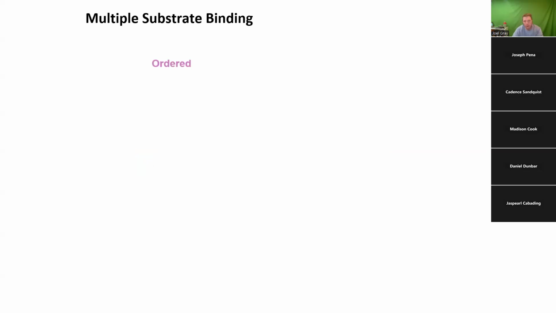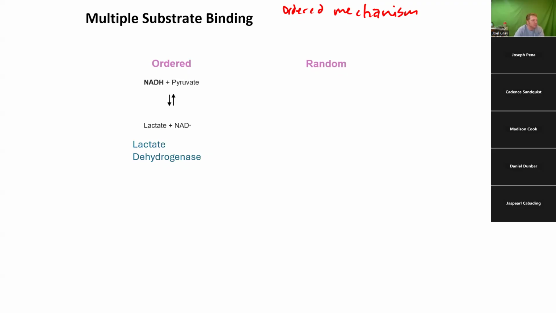The first one that I want to talk about is the ordered multiple substrate binding. So this I'll call an ordered mechanism. I don't know about you, but whenever I think of ordered, I think of organization. I think of a sequence, like get into line alphabetical order. The sequence matters. So in an ordered mechanism, well, we've got an enzyme, specifically lactate dehydrogenase.